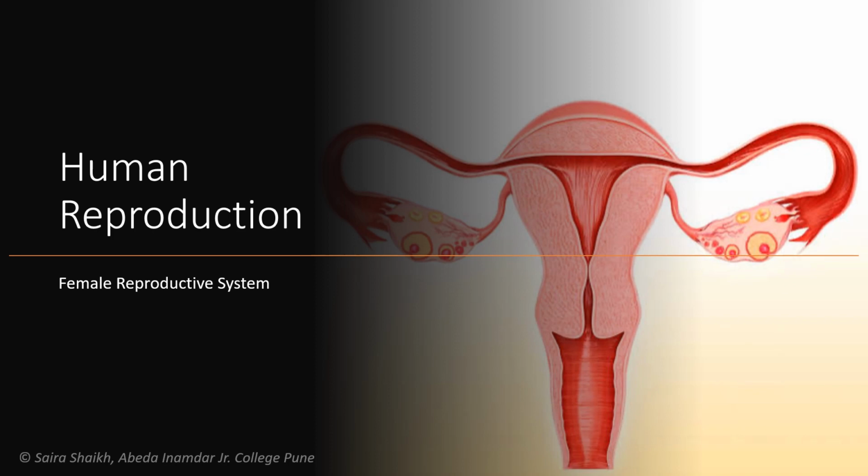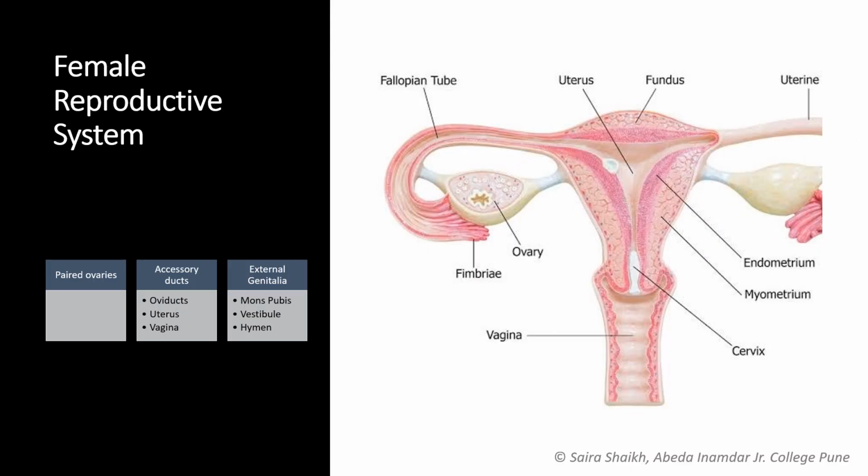Hello everyone, welcome to Biology, Class 12, Chapter number 2, Reproduction in Higher Animals. Today, in this video lecture, we will study about the female reproductive system. Let us get started. The female reproductive system includes paired ovaries, accessory ducts, and the external genitalia.